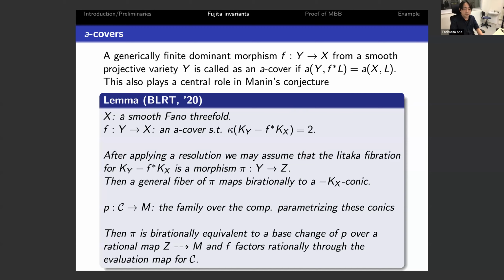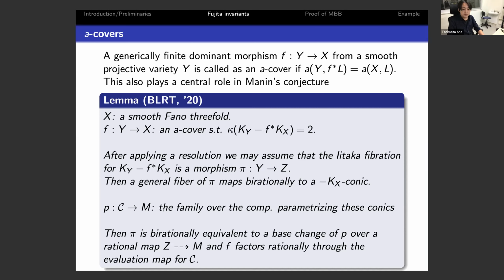Suppose we have a smooth Fano threefold and an A cover, and suppose that the adjoint divisor has Iitaka dimension 2. Then after applying resolution, we may assume that the Iitaka fibration is a morphism. The general fiber of this morphism maps birationally to a minus K_X conic. So essentially, if you have a cover whose adjoint divisor has Iitaka dimension 2, then this is a base change of a family of conics.